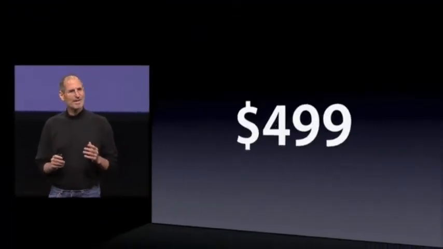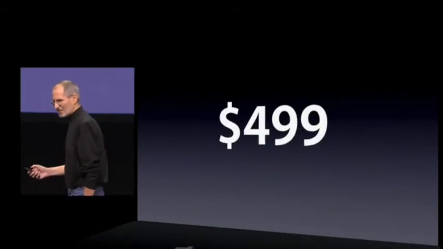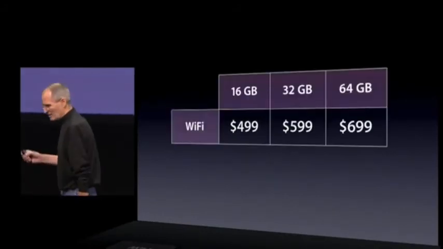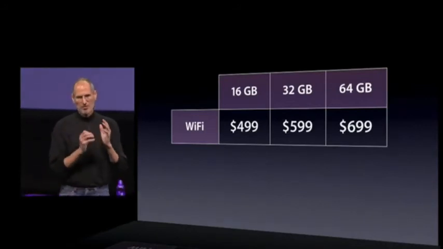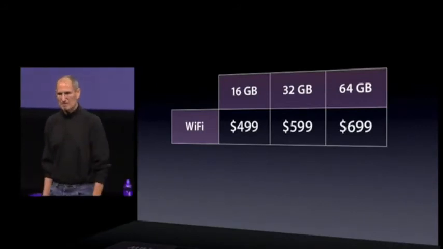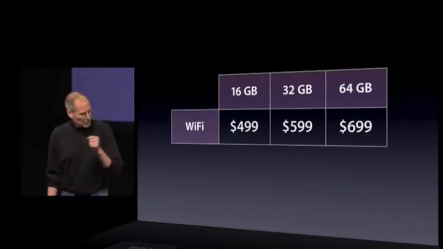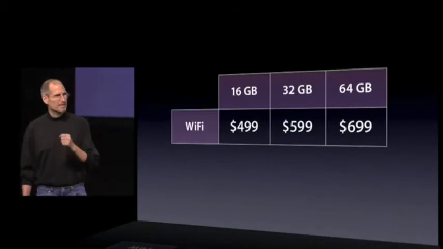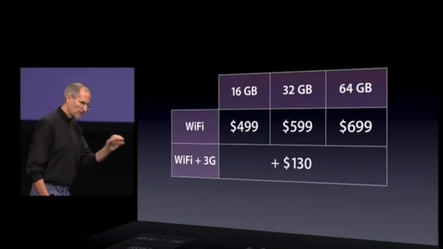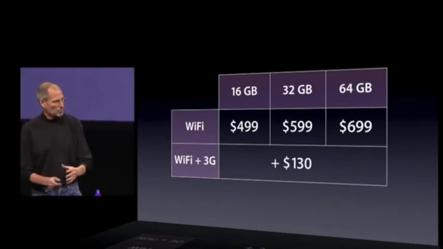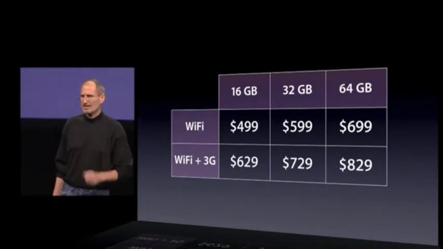At $499, a lot of people can afford an iPad. So, $499 for a 16 gigabyte iPad. That's our base model, 16 gigabytes with Wi-Fi built in. For 32 gigabytes, it's $100 more. And for another $100 beyond that, you get 64 gigabytes of storage. The 3G models cost an extra $130 to build in the radios. And so $629, $729, and $829.